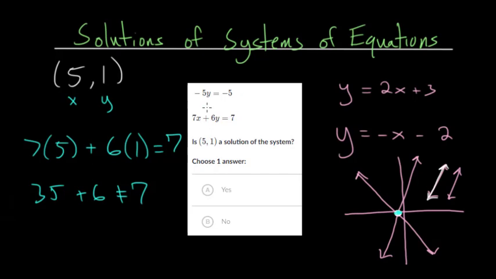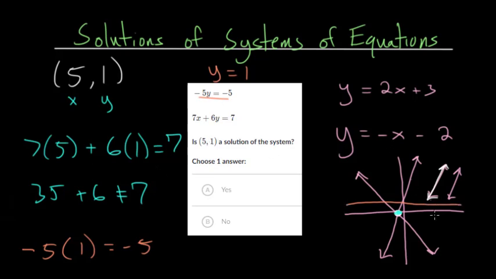If we test it in the other one, let me use a different color for that. We'll do orange for that one. We'll do minus 5 times y, which is 1, equals minus 5. And this one's actually true. So this works. In fact, if you were to graph this line right here, this is just y equals 1, because you have minus 5 divided by minus 5, which is just 1. And so this would just be a horizontal line, right about here.